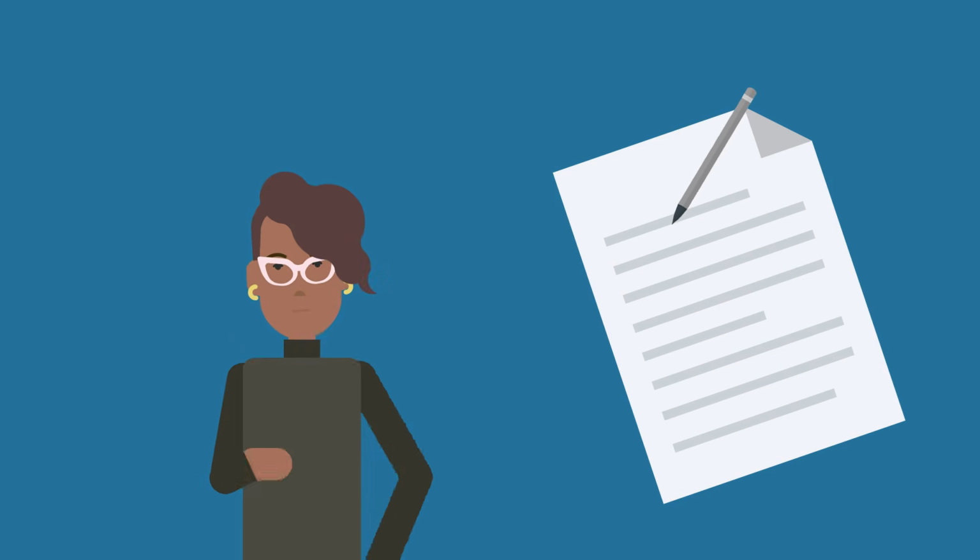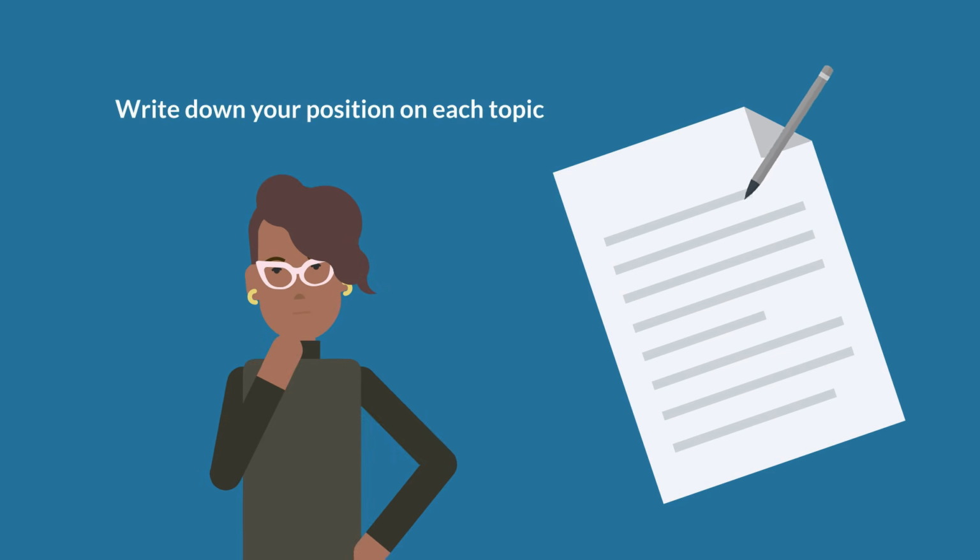Then write down what your position is so that you can refer to that when you're in court and you know in advance, okay, these are the 5 things I need to make sure I get across to the judge. Here's my reasoning and here's my explanation or what I think is important.